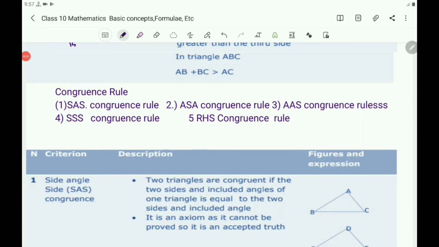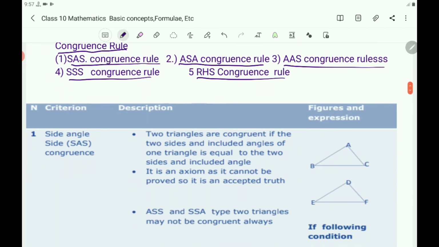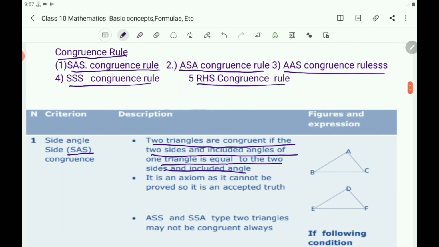Also you learnt about the congruence rules. There are the SAS congruence rule, ASA congruence rule, AAS congruence rule, SSS congruence rule, and RHS congruence rule. First, the SAS congruence rule, side angle side. Two triangles are congruent if two sides and the included angle of one triangle are equal to two sides and the included angle of the other. As it is an exam, there is no need of proof.